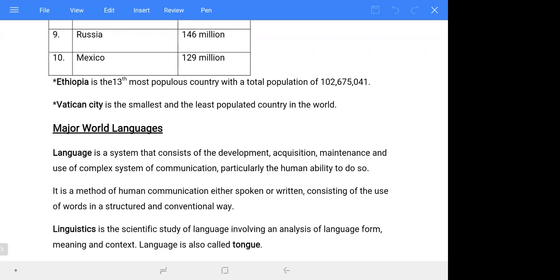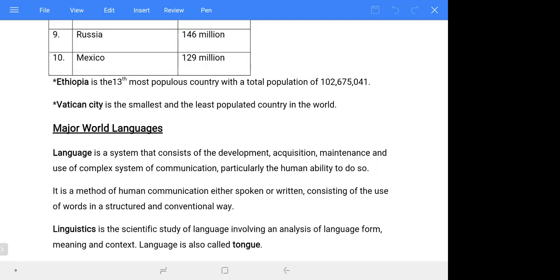In other sources, 110. And also in other sources, you get 114. By the end of this 2020, it's going to be 140 million. But from the source, I think it's 102,675,041. And the 13th most populous country is ours, Ethiopia.